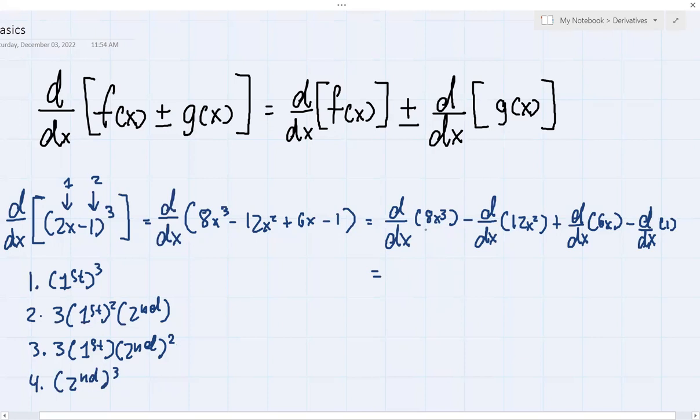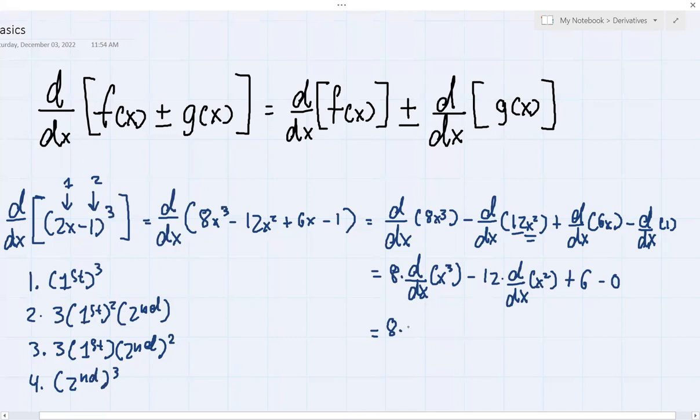So, the derivative of 8x cubed. We have a constant and an algebraic function. So, we will have 8 times the derivative of x cubed. Minus, okay, same here. We have a constant and an algebraic function, which are 12 and x squared respectively. So we will have minus 12 times the derivative of x squared. Next, in the third term, the derivative of 6x is easy, 6. Next, the derivative of 1 is 0. Okay? So let's continue.